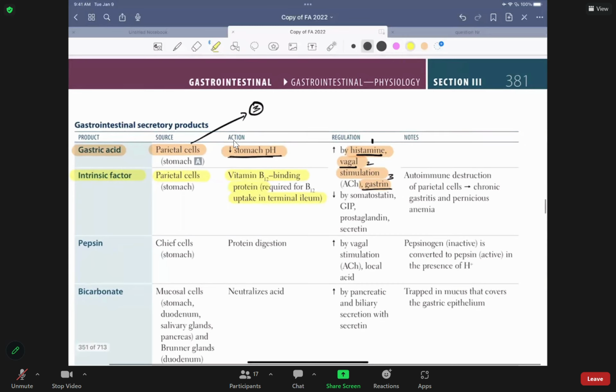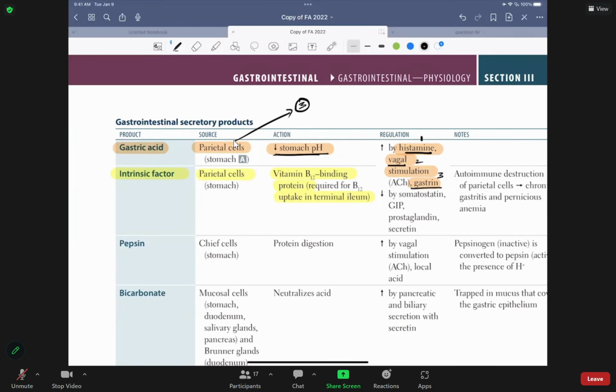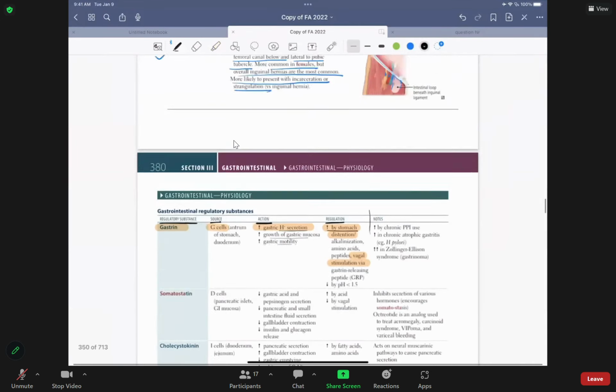I know they're talking about autoimmune disease. Keep it for tomorrow, pathology. We're not going to talk about that. So that's physiology here, folks. Is everybody clear? So that's about gastrin. That's all you need to know about gastrin, folks.